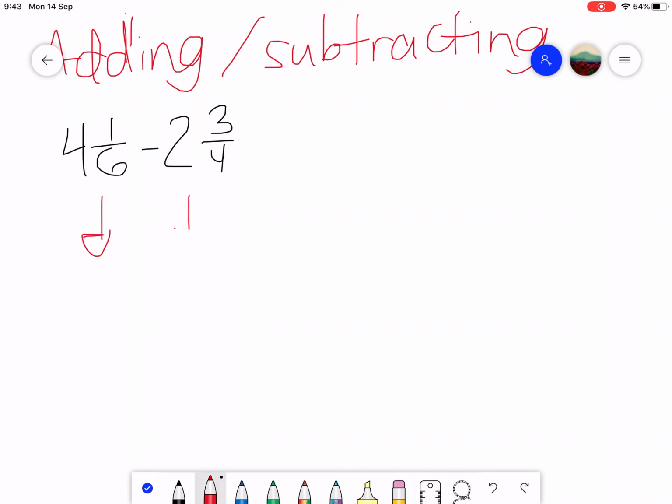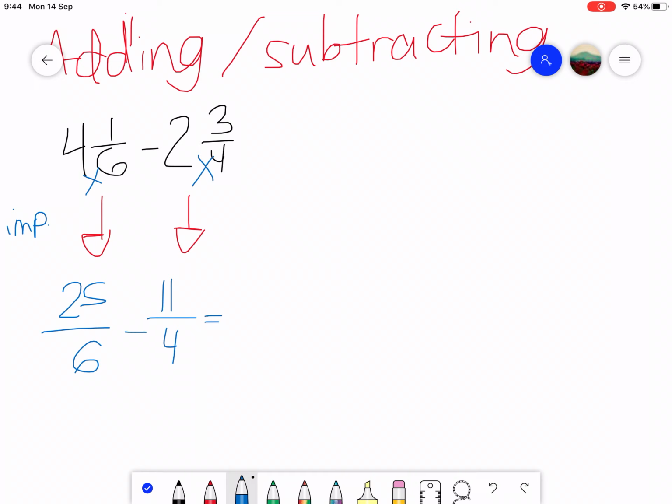I'm gonna start by making them improper. So then I'm gonna say 6 times 4, 6 times 4 is 24, okay? Plus 1 is 25 over 6. I just made them improper, okay? I'm gonna do the same with the other fraction. And then I say 2 times 4 is 8. 8 plus 3 is 11. So 11 over 4.